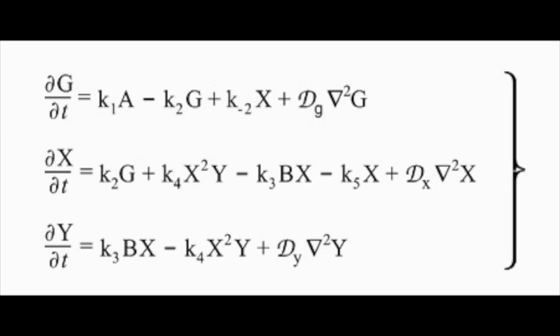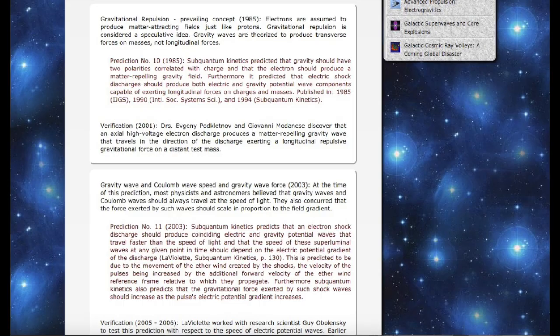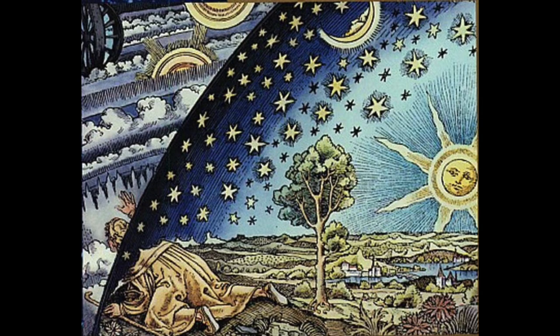Subquantum kinetics may be the long-sought theory of everything. To date, over 13 of its predictions have been subsequently confirmed by observation. By comparison, Einstein's general theory of relativity had only 3 confirmations. Subquantum kinetics not only describes phenomena currently known to academic physics, but also opens up new horizons to understanding out-of-the-box phenomena that previously had no proper explanation.